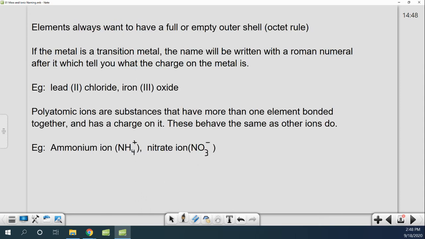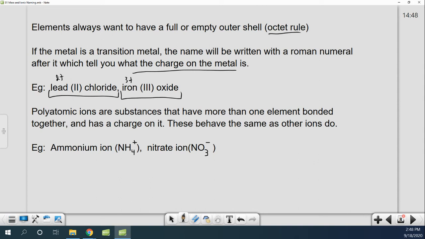So how do we name it? Well, let's start here. Elements always want a full or empty shell. We talked about that. It's called the octet rule, 8 being oct. If the metal is a transition metal, remember that the name has to be written with a Roman numeral after it. That's going to tell you what the charge on the metal is. We're going to get some examples of this later, but for now you could see like lead 2 chloride means the lead has a 2+ charge on it. Iron 3 oxide means the iron has a 3+ charge on it.